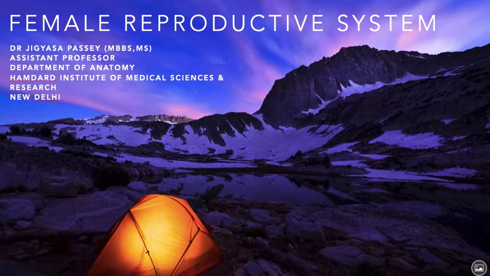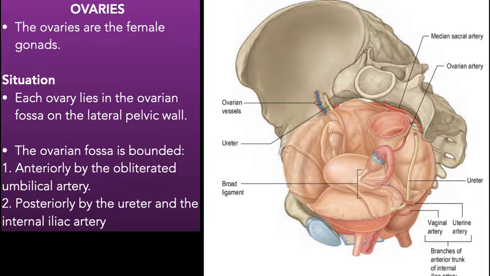We will discuss the female reproductive system. Starting with the ovaries. The ovaries are the female gonads and they are lying in the ovarian fossa located at the lateral pelvic wall. This is the lateral pelvic wall. This is the ovarian fossa where the ovary is lodged.